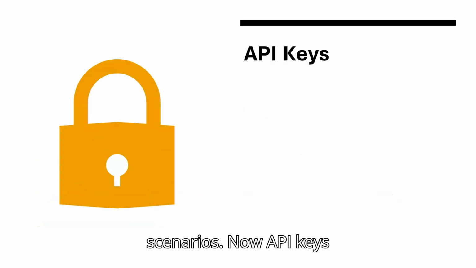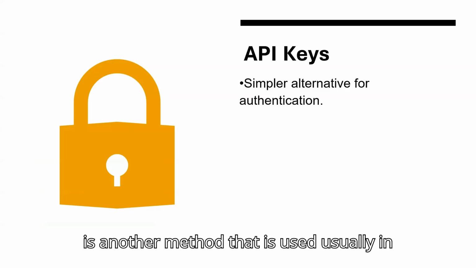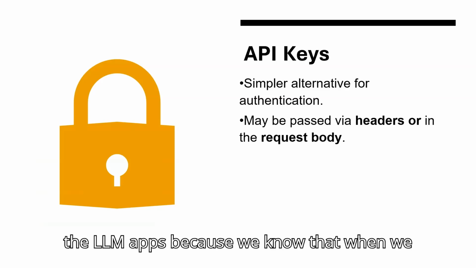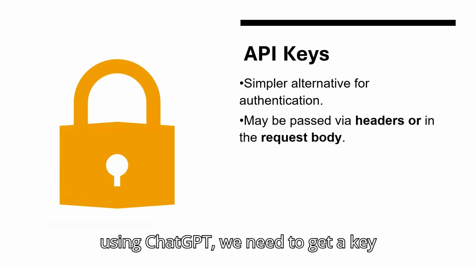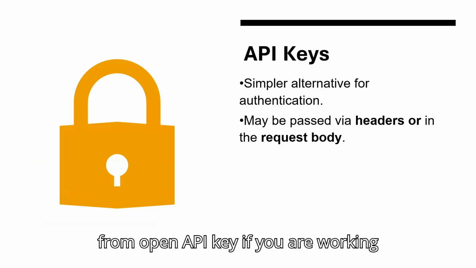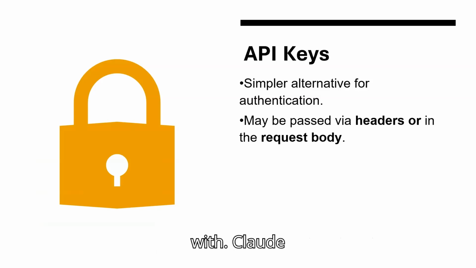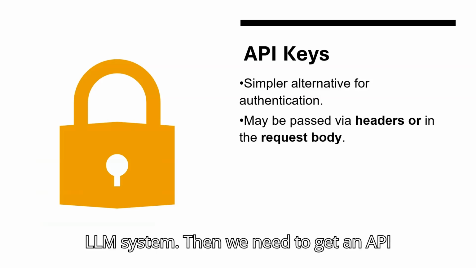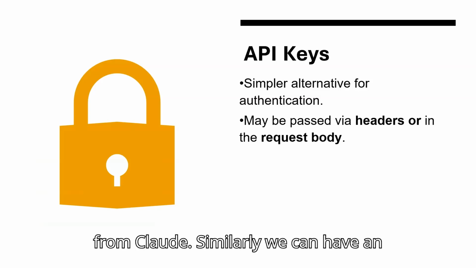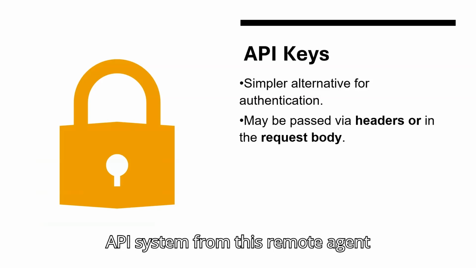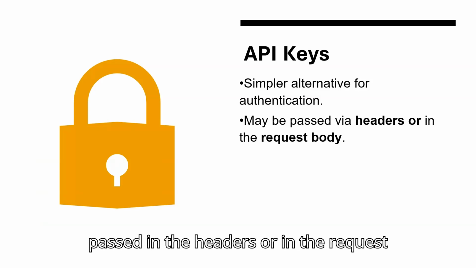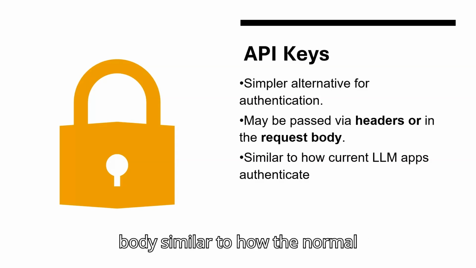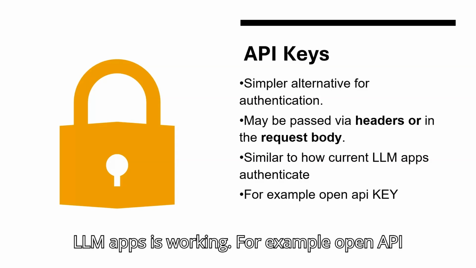Now, API keys are another method that is used usually in LLM apps. When we are working on an LLM application using ChatGPT, we need to get a key from OpenAI. If we are working with Claude, then we need to get an API key from Claude. Similarly, we can have an API key from the remote agent provider, and this API key can be passed in the headers or in the request body, similar to how normal LLM apps work. For example, the OpenAI API key, right?